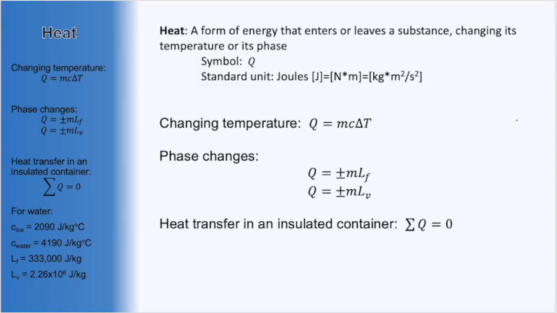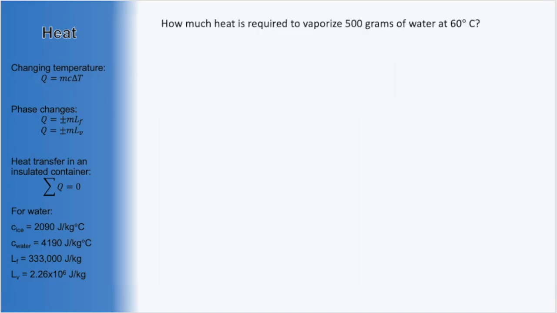For our last equation related to heat, if one or more substances are placed into an insulated container, then no heat will enter or leave that system. So any heat that does transfer between the substances must all add up to zero. In other words, there has been no net change in heat. Let's take a look at some examples to see how all this comes together.